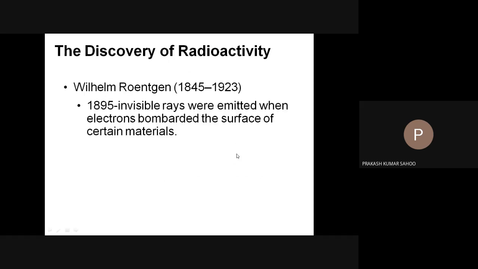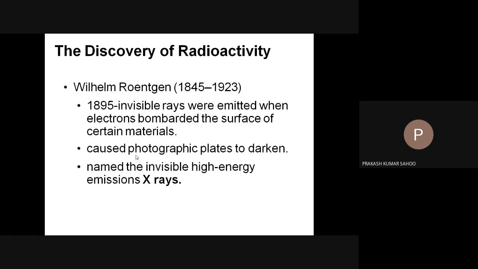So this is the discovery of radioactivity. It was first observed by Wilhelm Röntgen, 1845 to 1923 was his period, and he discovered these things in 1895. He observed invisible rays coming out from certain materials when bombarded with electrons. He also observed photographic plates to be darkened due to this effect, and he named this invisible high energy emission X-rays.